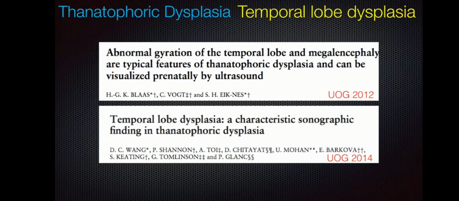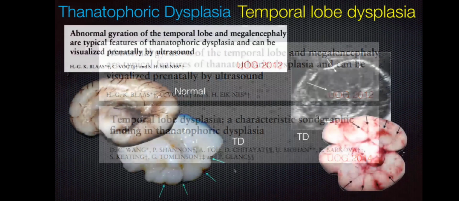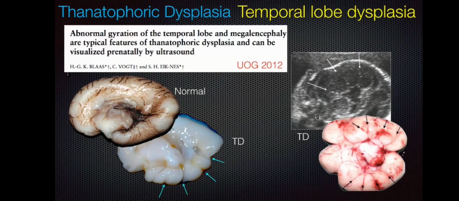There were 2 papers a few years ago describing the abnormal gyration, one by Harmgad and one by Phil Glantz from Toronto. And you see here one of the papers showing under normal conditions, this is how the temporal lobe appears. And then you see here in thanatophoric dysplasia, the abnormal and very early gyration of the temporal lobe. The view should be a little bit lower than the one you look at the lateral ventricle, so more to the skull base.